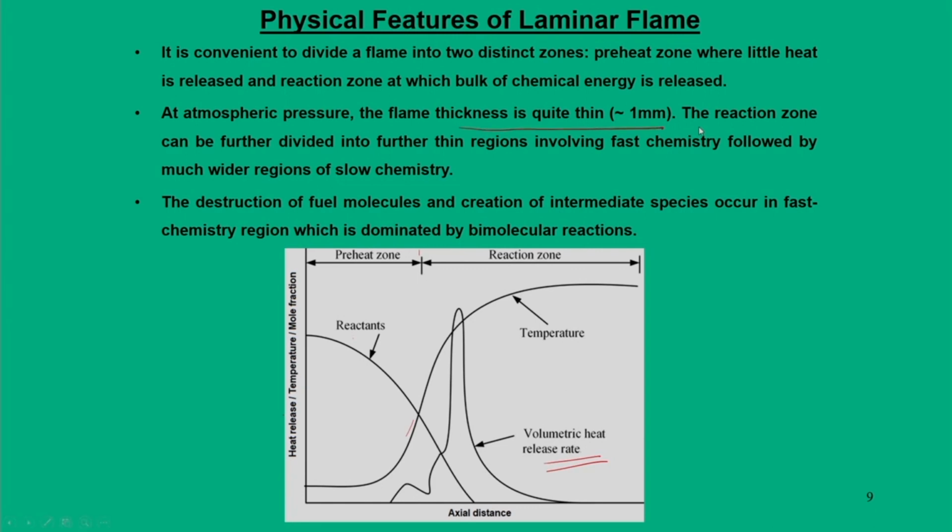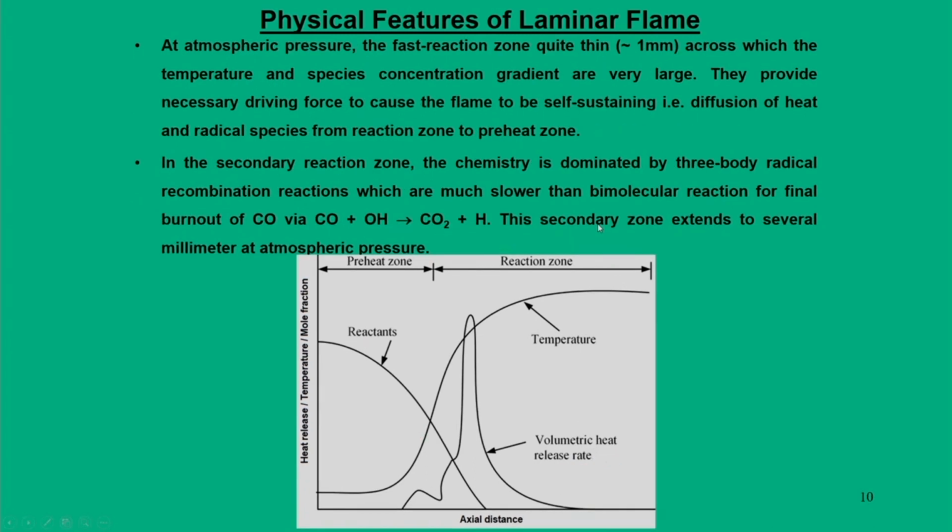And if you are very particular about the reaction zone, it is further divided into thinner regions which involve fast reactions or fast chemistry as well as slow chemistry. For example, the destruction of fuel molecules and creation of intermediate species occur in the fast region chemistries, and in fact they are dominated by bimolecular reactions.